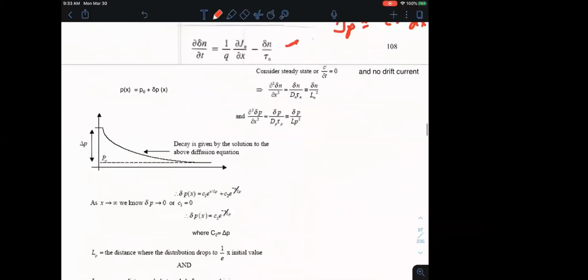So that solution was this worked out example over here. Here what we said was we have a bar, we shine photons, we create an excess delta P. If you then solve the diffusion equation in steady state with only diffusion current, we got the second order differential equation, which has the solution in terms of growing and decaying exponentials.